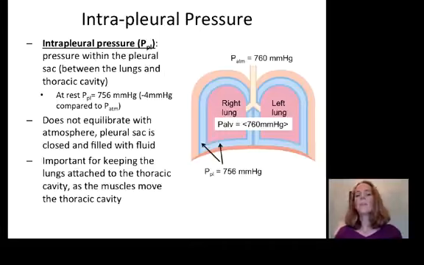So this pleural pressure is between the lungs and the chest cavity, and it's -4, or 756 millimeters of mercury. It is not going to equilibrate with the atmosphere because it is closed and filled with fluid. It's very important for keeping the lungs attached to the chest cavity. As the muscles move the chest cavity, the lungs will follow.